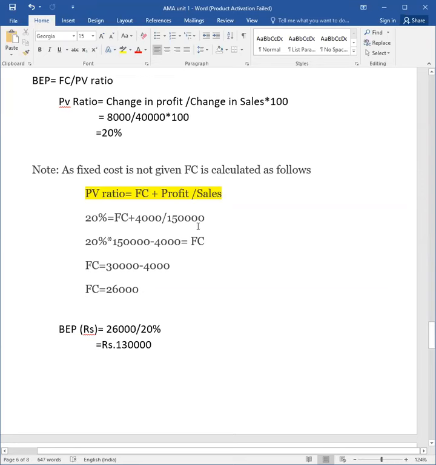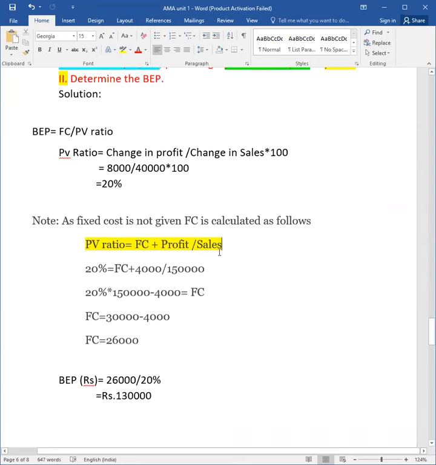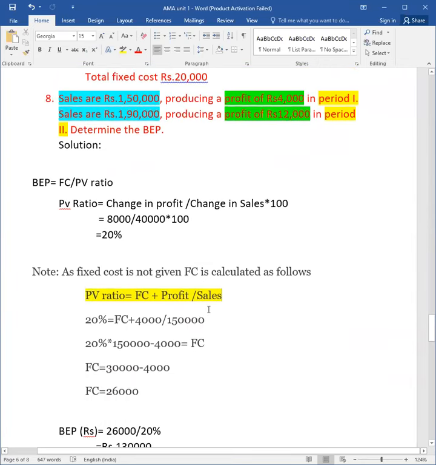PV ratio is 20%. Now we have profit of 2 years and sales of 2 years. You might wonder which year should I take. You can take any year, because we are calculating fixed cost. But generally we take the first period's profit and sales. The first period profit is 4,000 and the first period sales amount to 1,50,000. So 20% into 1,50,000 minus 4,000 gives me my fixed cost. So fixed cost is equal to 20% of 1,50,000, which is 30,000, minus 4,000. Your fixed cost is 26,000.